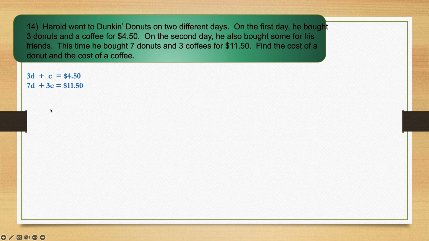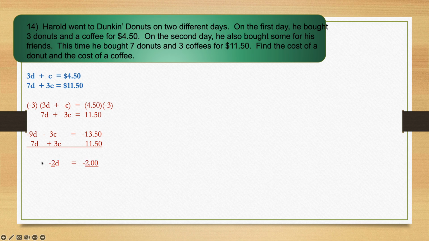Now it's just a matter of business as usual. Notice, of course, that we're going to get rid of the C's, and one of them has to be negated, so I get opposite signs. So I'm going to multiply the top one by negative 3. The bottom one stays the same. Negative 9D minus 3C is negative 13.50. 7D plus 3C is 11.50. Negative 2D is negative $2. Dividing, D is $1.